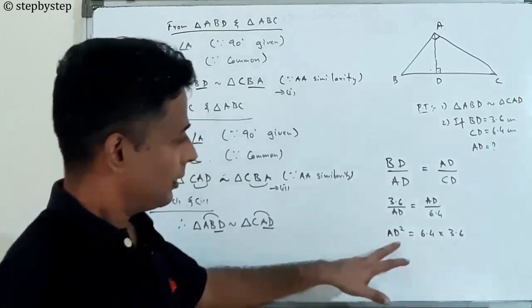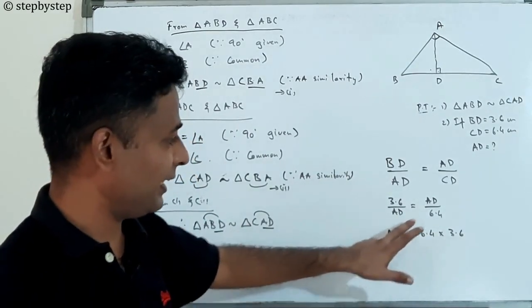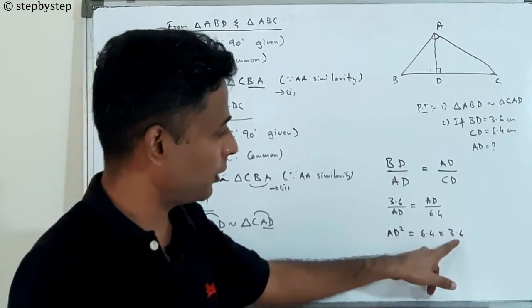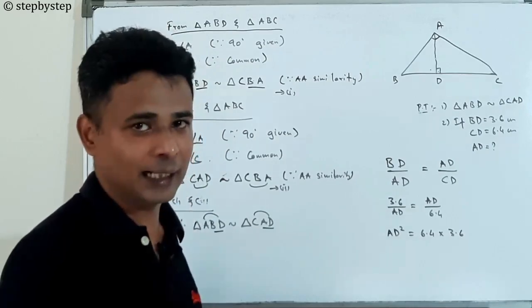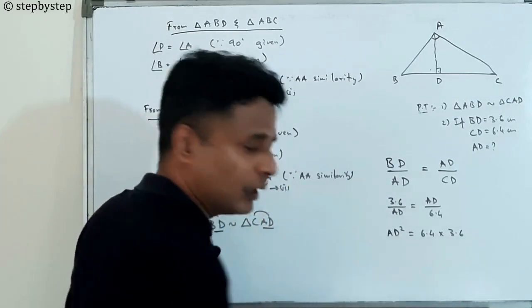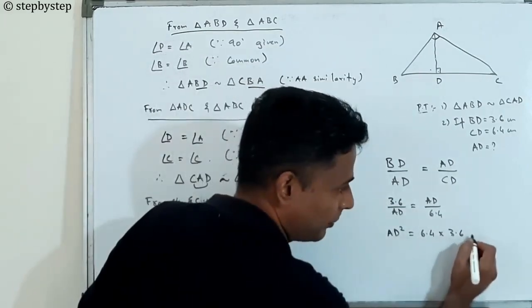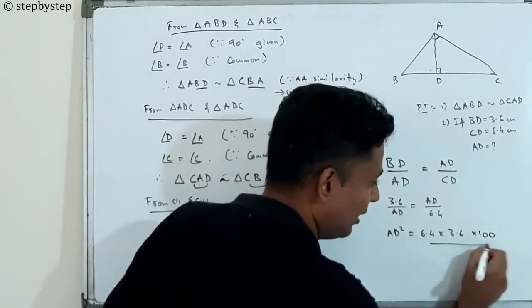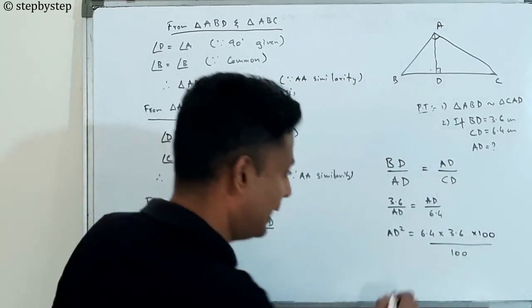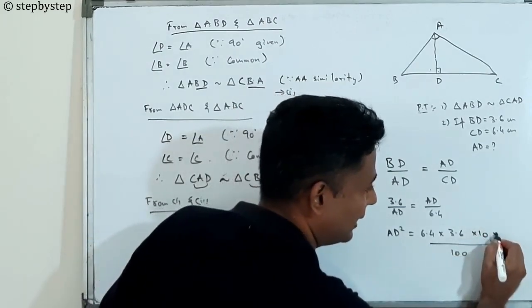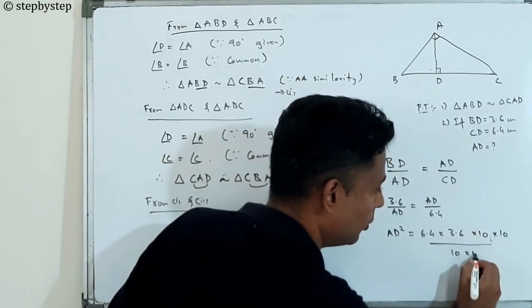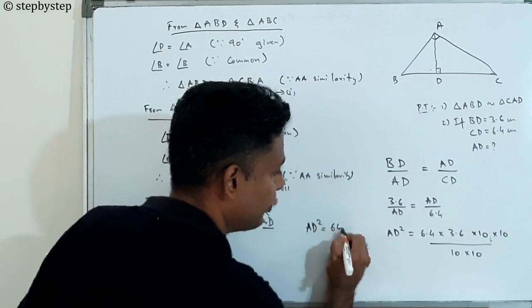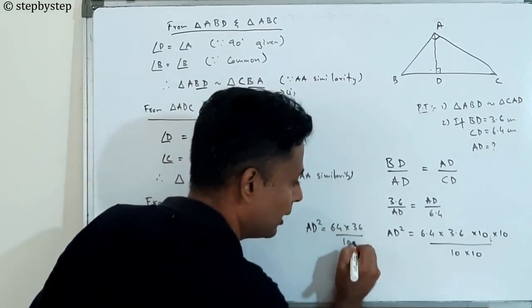Now guys, AD square is equal to this into this, which means when I take square on the other side, it becomes square root. So finding square root of 6.4 and 3.6 is very difficult actually. So what I'll do is, I'll remove the decimal points. So to remove this decimal, I have to multiply by 10. And to remove this, again I have to multiply by 10, which means I'll multiply and divide by 100, right? Or basically I'll multiply by 10 into 10 and here also 10 into 10. So what happens? I get AD square as 64 into 36 by 100, right?